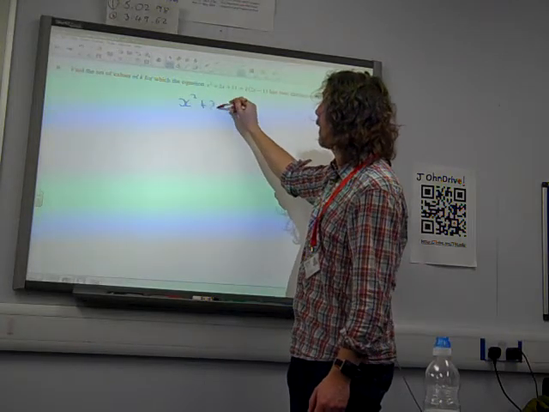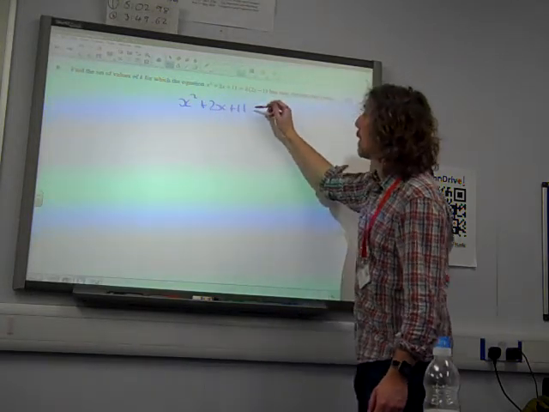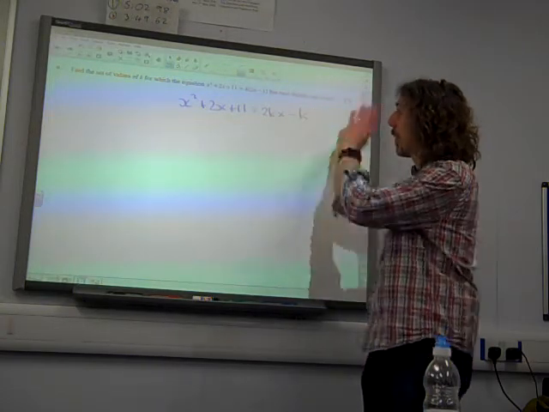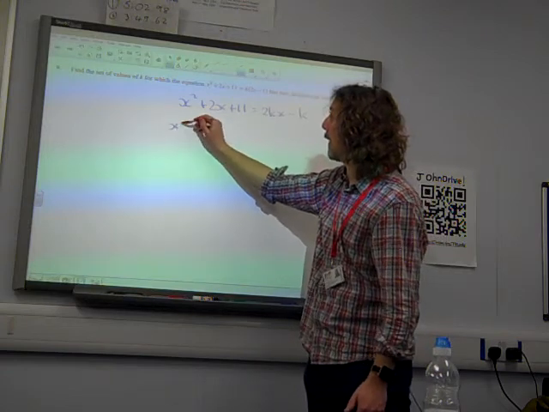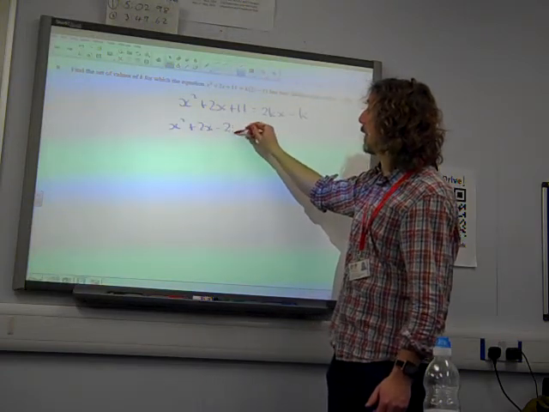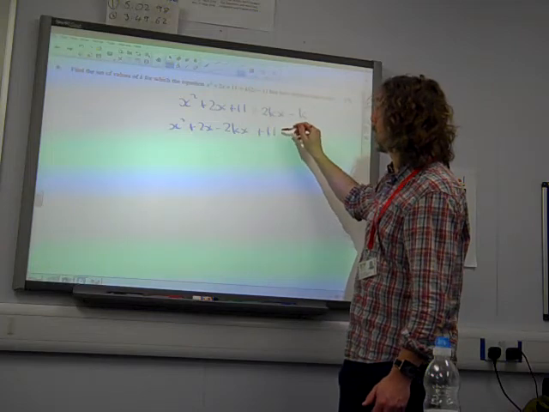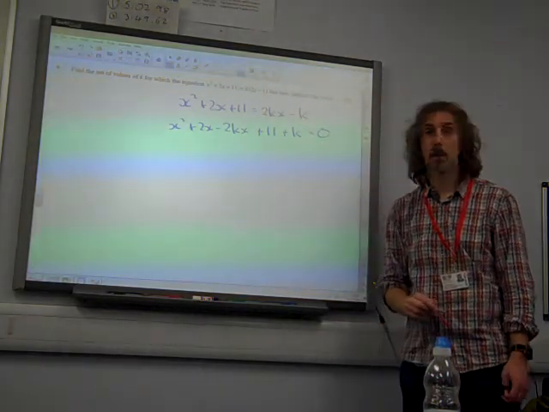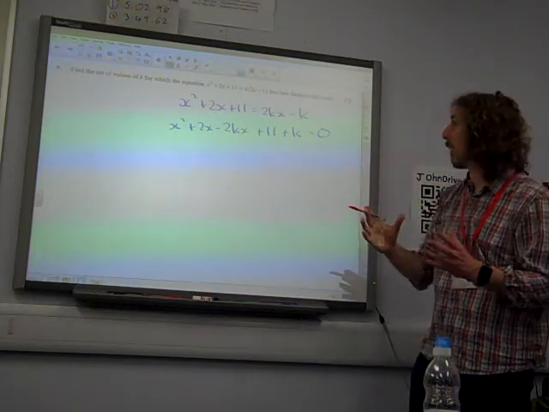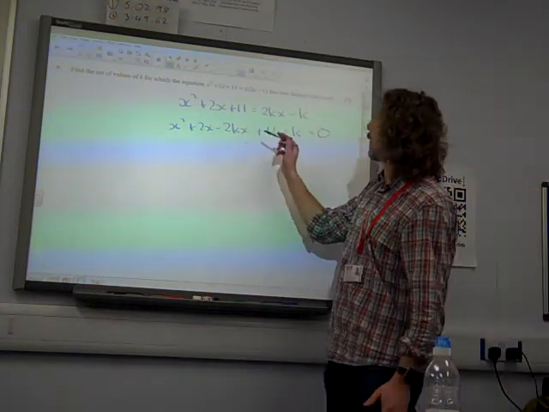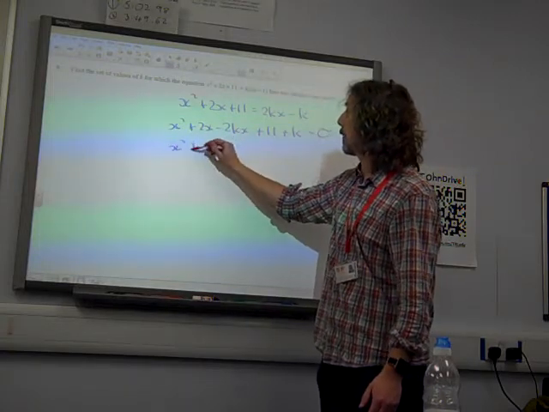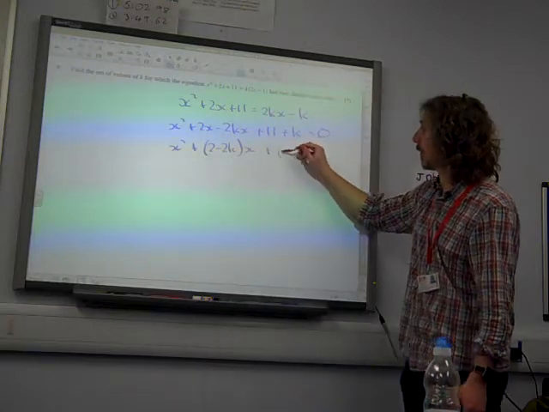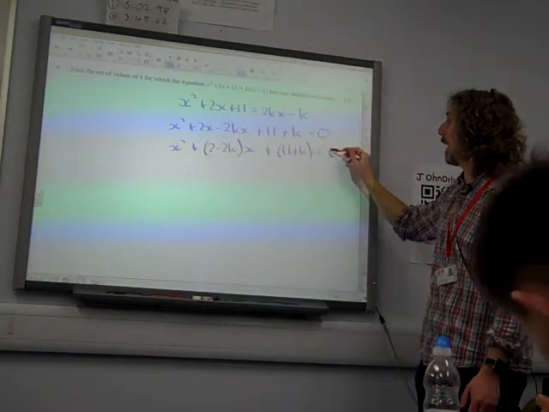This is x squared plus 2x plus 11 equals 2kx minus k. So I want to bring everything over to the left-hand side. x squared plus 2x minus 2kx plus 11 plus k equals 0. I need to collect terms together. So we've got x squared plus (2 minus 2k) lots of x plus 11 plus k.